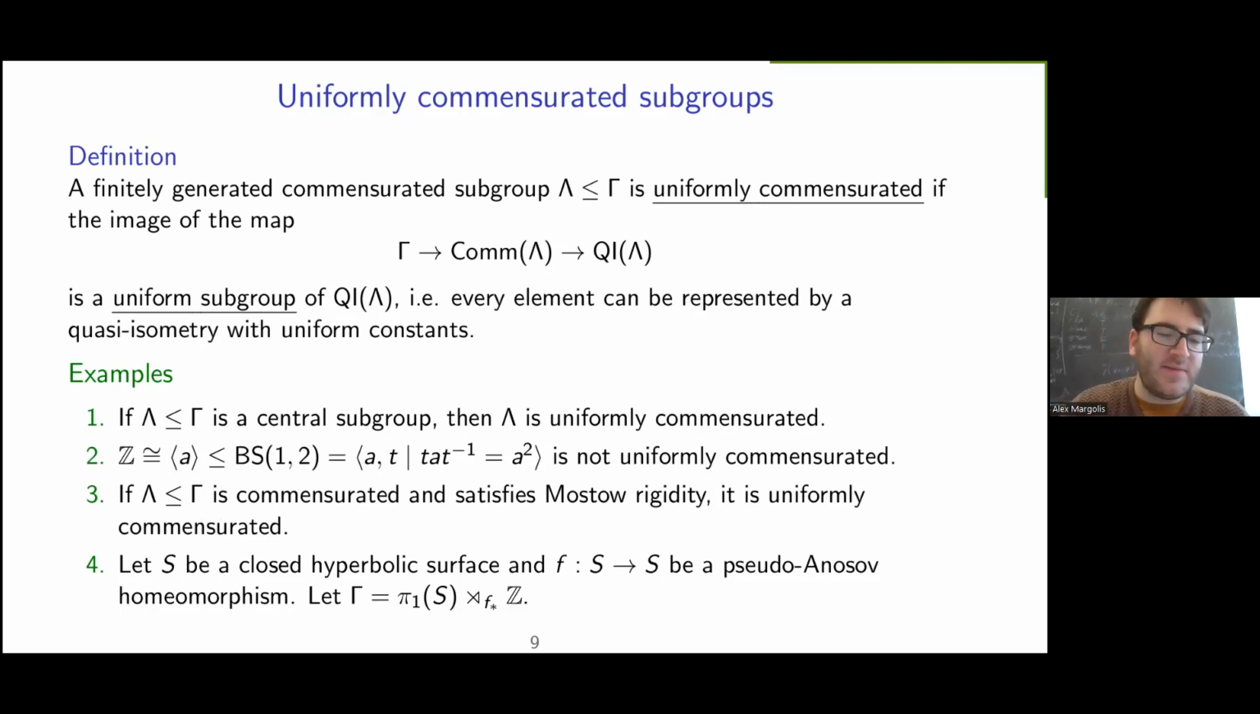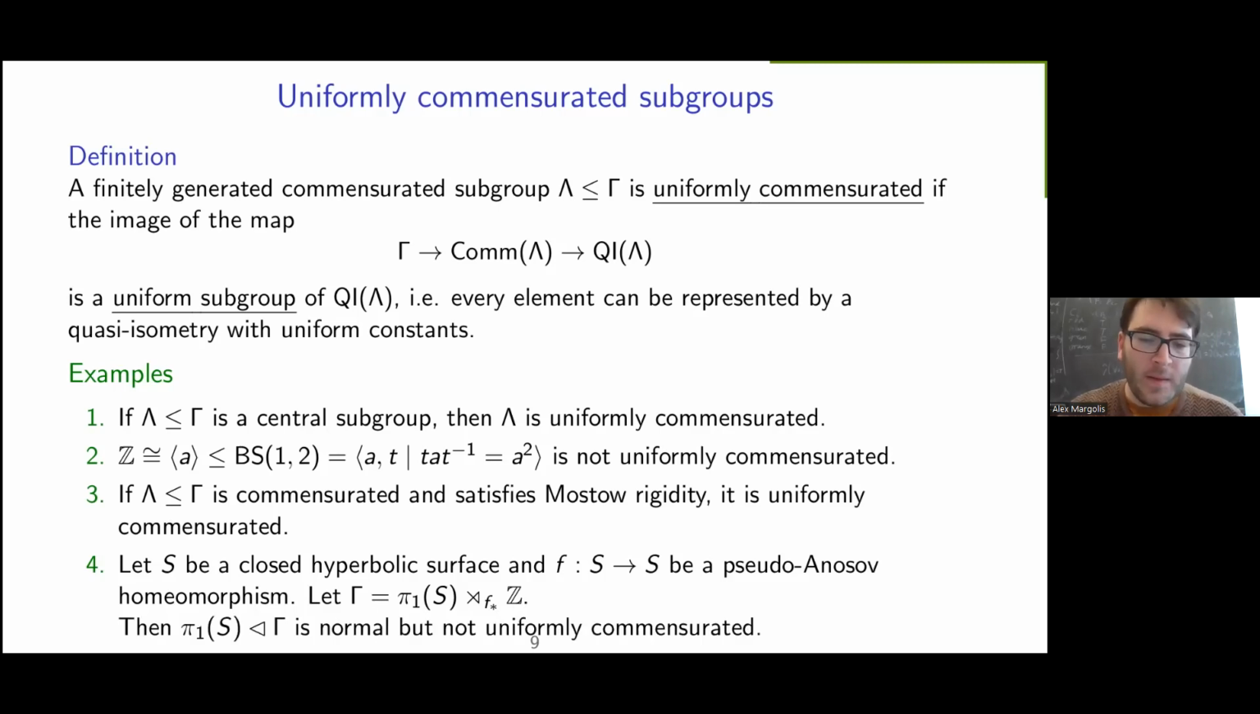An example where this fails is if we have a closed hyperbolic surface and a pseudo-Anosov homeomorphism F of that surface, and we consider the group gamma, the semi-direct product of pi1 S with Z, where Z acts on pi1 S by the map induced by the pseudo-Anosov. This group gamma is the fundamental group of the mapping torus of F. We claim that the normal subgroup pi1 S is commensurated, but is not uniformly commensurated. Okay, and why is this?